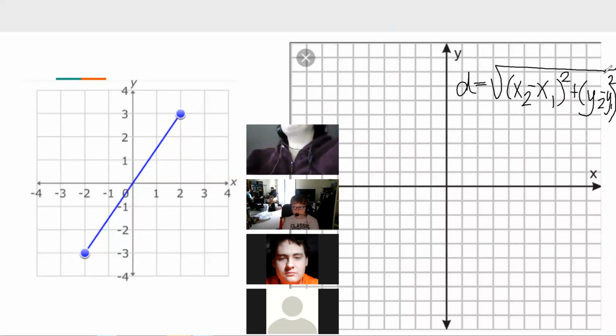So for this formula, we need coordinates. Can I get someone to write what the coordinates are of my endpoints here? What are my coordinates here?